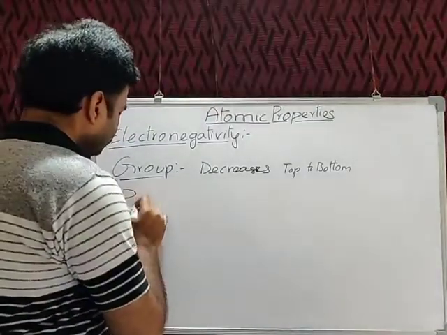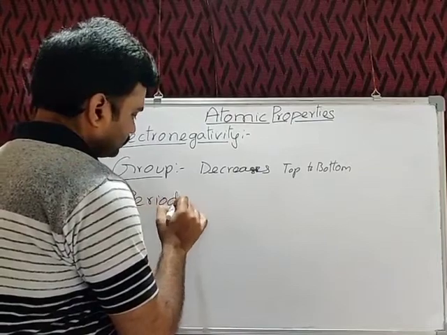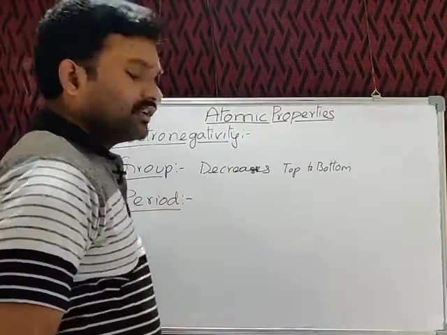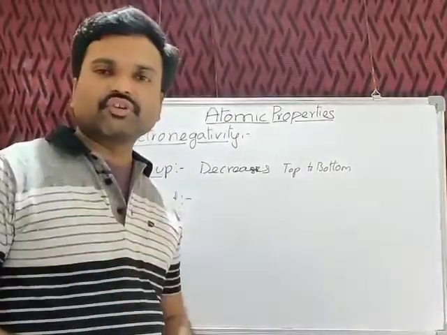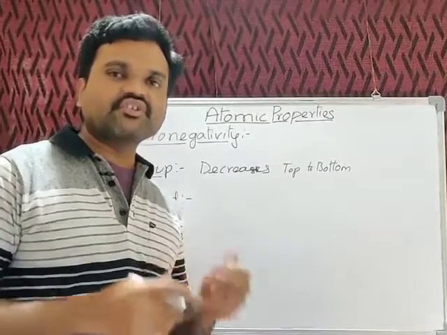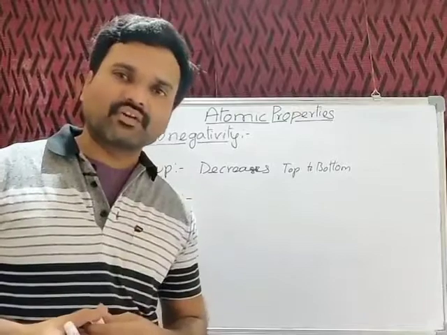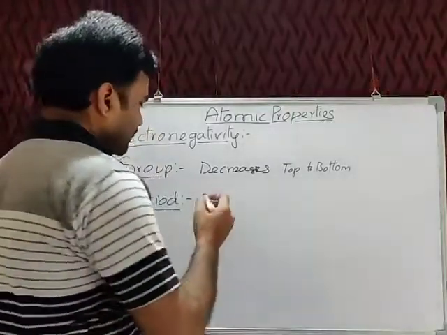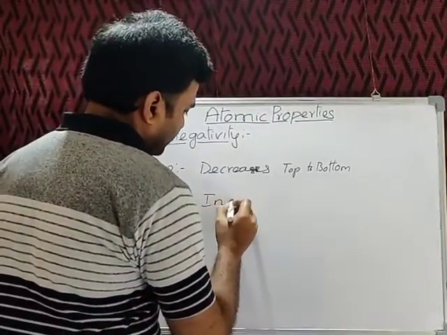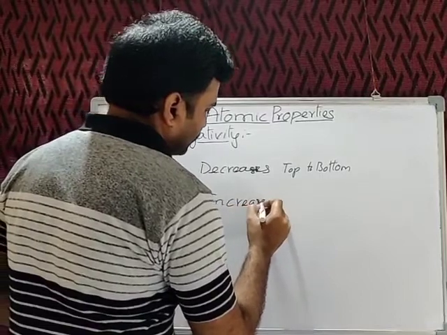In a period, from left to right, generally size decreases. As size decreases, the nuclear force of attraction or the tendency of attracting pair of electrons increases. So we can say in a period, electronegativity increases from left to right.